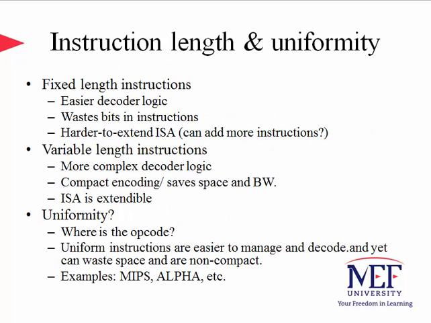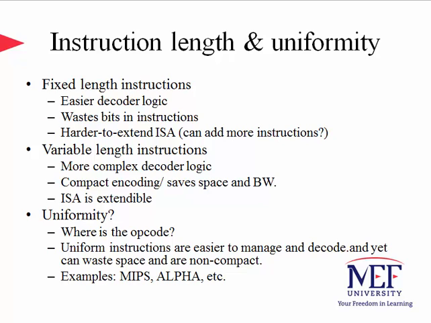There are also issues like fixed length code size versus variable length code size. Fixed length instructions are easier to decode in the decoder logic, but they waste bits most of the time, because when the instruction is simple, and they are harder to extend because you have only a limited number of possibilities with the opcodes and all that. Variable length instructions, on the other hand, are more complex to decode. Complex encoding saves space and bandwidth, by the way, and the ISA is extendable.